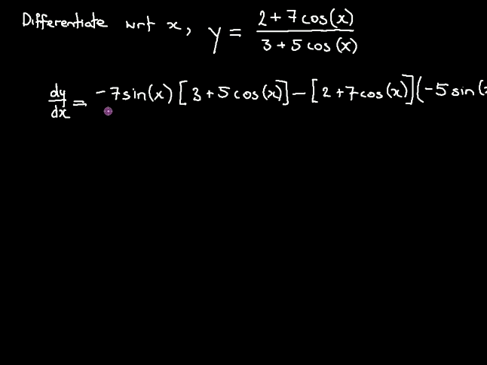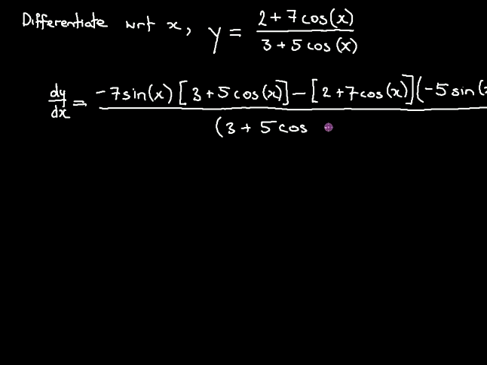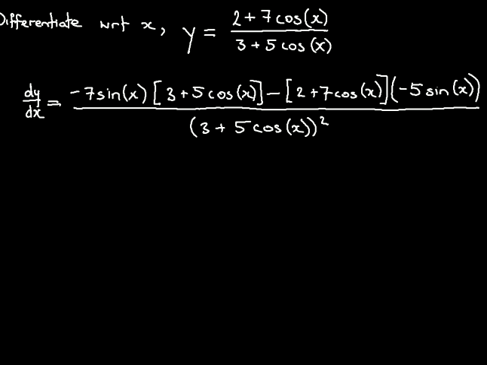Then, this whole thing I divide by (3 + 5 cos x) all squared. So the whole original denominator is now squared on the bottom line. So we've got this mess. Sorry, you can't quite see all that, can you? You've got this mess.